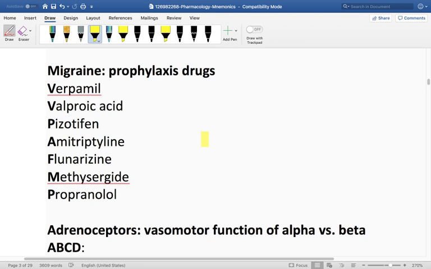Yay! Now, migraine, please remember verapamil, valproate, pizotifen, amitriptyline, flunarizine, methysergide, propranolol. This is something which you should not forget.